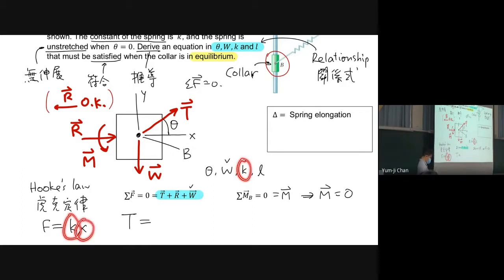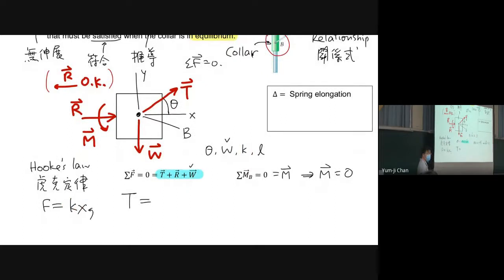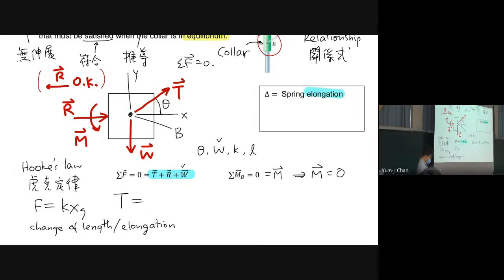X is the change of length, right? Or we call it elongation. So in here, I would say, can I change it into K delta? T is equal to K delta.